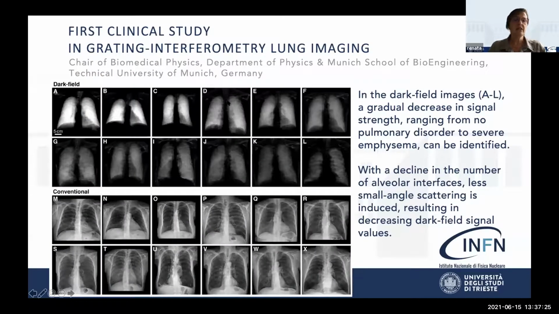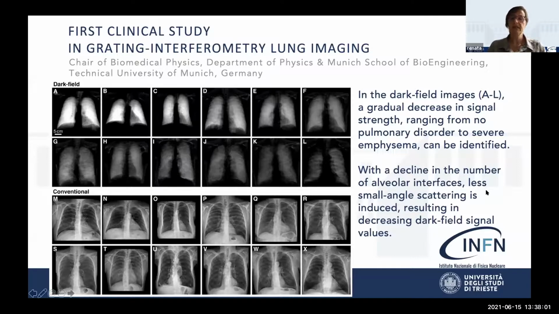And these are the results. This is the dark field. Dark field means small angle scattering, and this is dark field, and this is conventional. You see that the conventional images are more or less the same. I am not a medical doctor, I'm not a radiologist, so I cannot say that I don't see any differences. While I see that moving from A to L, the signal in the dark field is completely different, and this is why: A is almost normal, and L is a severe emphysema.